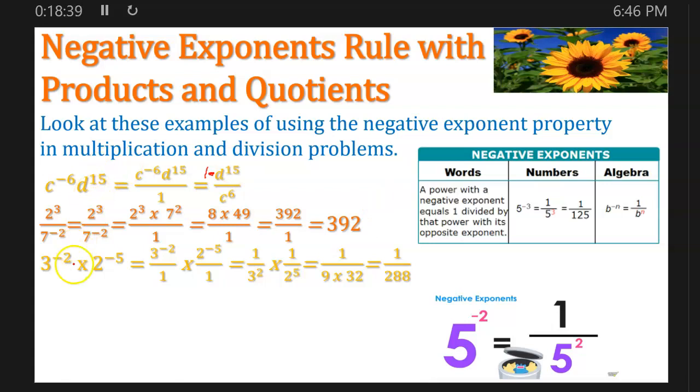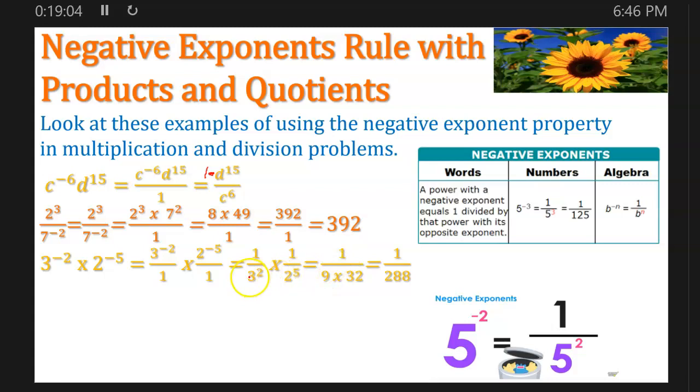Okay, here's 3 to the negative 2, and this time instead of a division problem, it's another multiplication problem like the one we had here. So 3 to the negative 2 times 2 to the negative 5 is going to be equal to 3 to the negative 2 over 1 times 2 to the negative 5 over 1. So we place them over 1 to turn them into fractions first. Then we flip them, and it would be 1 over 3 squared times 1 over 2 to the 5th power.